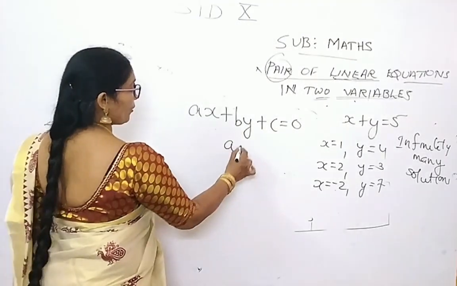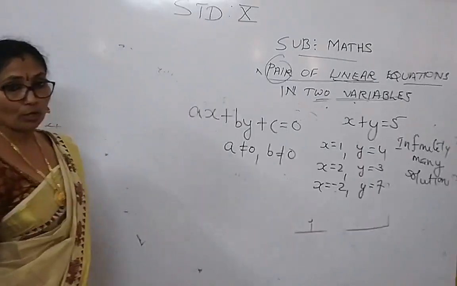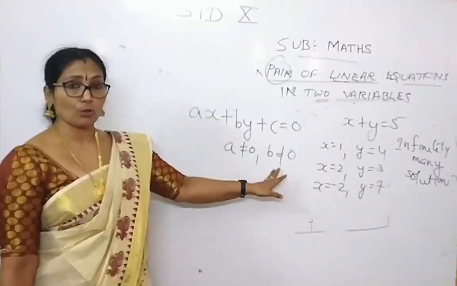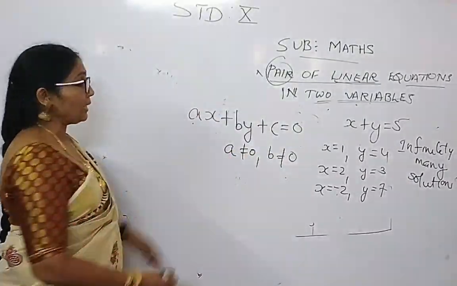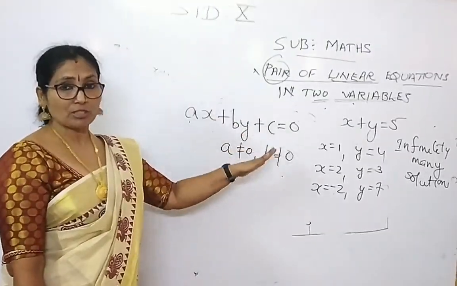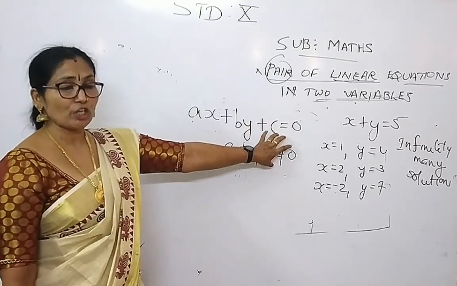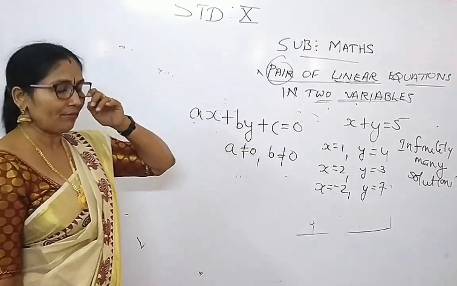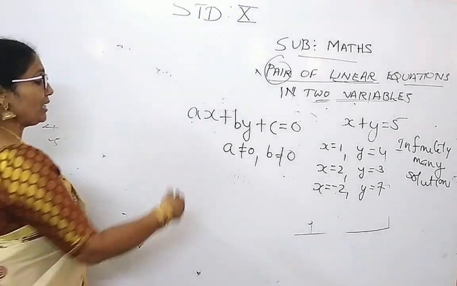One more condition you have to add here is that a should not be equal to 0, b should not be equal to 0. Why a not 0, b not 0? When a is 0, this equation will change into a linear equation in one variable. When b is equal to 0, again the same thing happens. ax plus c equal to 0 will come. That means again it will change into a linear equation in one variable. Therefore, a should not be equal to 0, b should not be equal to 0.